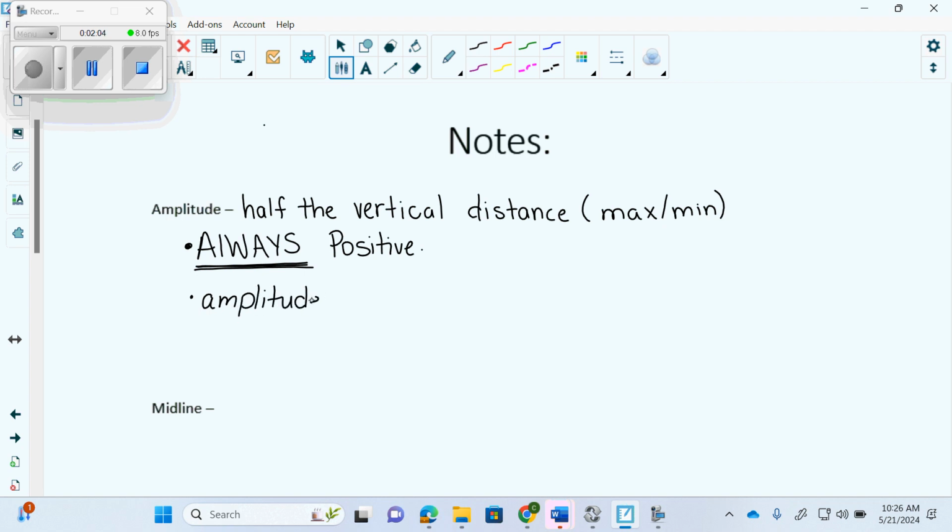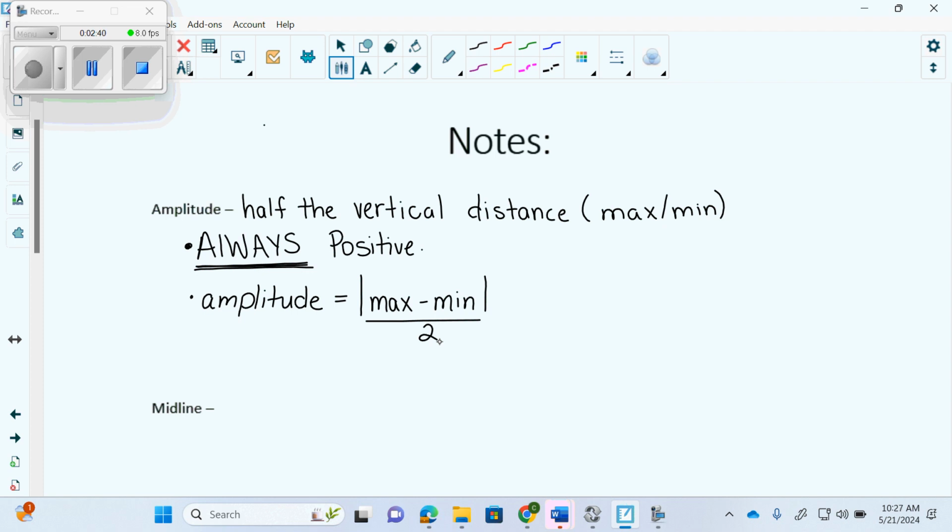There is a formula, and this is what you use if it is a graph. So if you're given a graph, the amplitude equals the absolute value of the max minus the min divided by 2. And why do I have absolute value signs? Because absolute value signs turn anything negative positive. And the amplitude has to be positive because it is a distance, and distance can't be negative, right? Displacement maybe, but distance cannot.